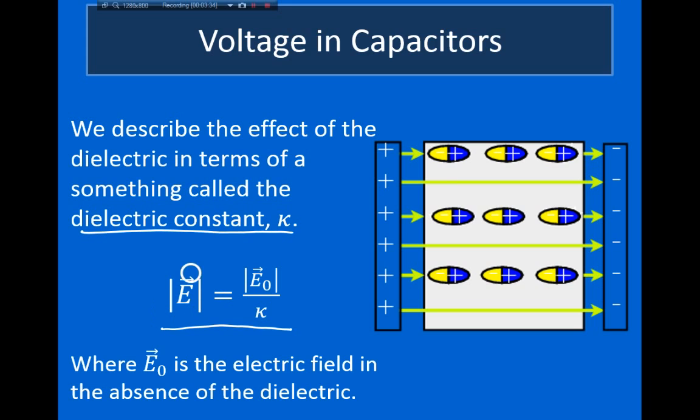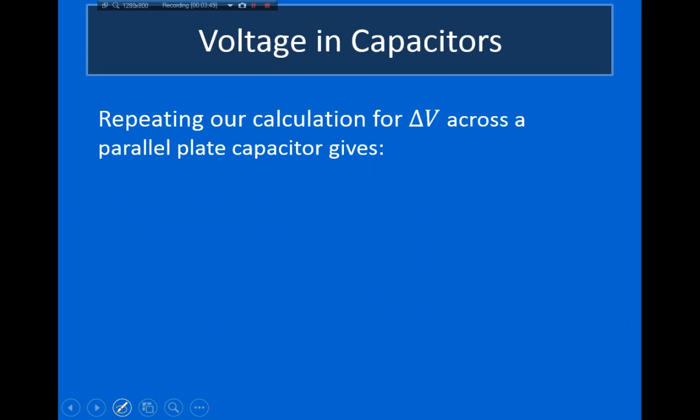So we say that the strength of the electric field inside the plates of a parallel plate capacitor is equal to the strength of the electric field that would be there without the dielectric divided by the dielectric constant of the dielectric. And so what this does to the voltage between the parallel plate capacitor, well, the voltage difference, remember, is equal to the strength of the electric field times the distance separating the plates. And if there's a dielectric, this electric field is equal to the strength of the electric field without the dielectric divided by the dielectric constant.